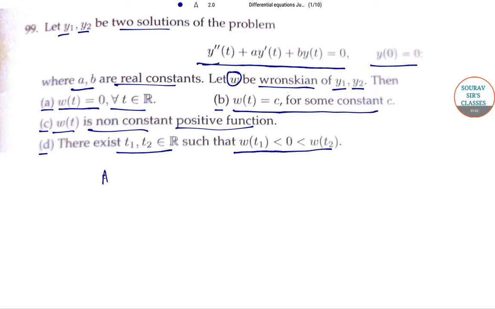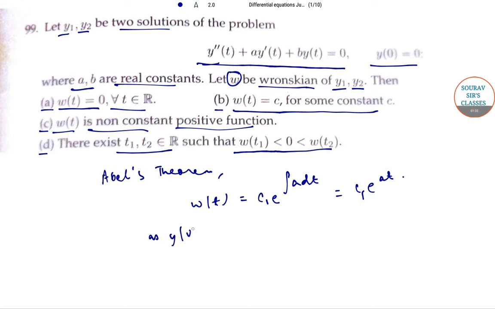So, by Abel's theorem, W(t) is equal to C1 e to the power integral of a dt, which is equal to C1 e to the power at. Now, as y(0) is equal to 0, this implies y1(0) is equal to y2(0) is equal to 0.